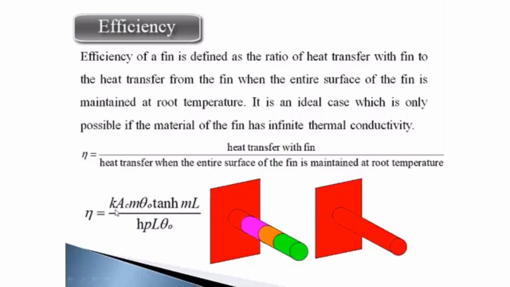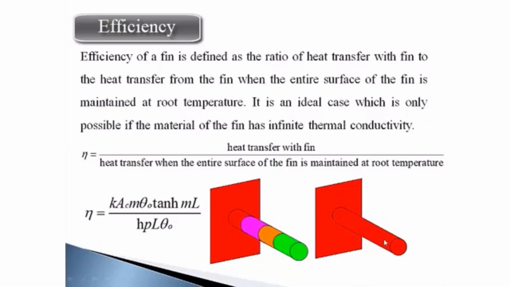In that case, the equation is kAc m theta 0 tanh(mL). That is the heat transfer with the fin, divided by the heat transfer when the entire surface of the fin is maintained at root temperature. When the entire surface of the fin is maintained at root temperature like this, the temperature is the same throughout the fin. Temperature everywhere is T0, and the ambient is TA. T0 minus TA is the temperature difference, and that is theta 0. So not only at the base, on the entire surface you have theta 0 as the temperature difference.